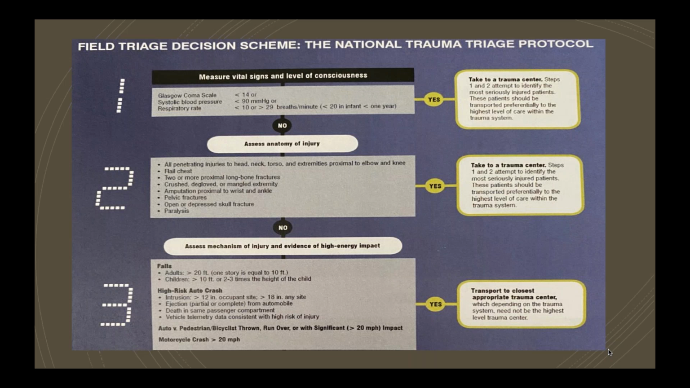So one of the first things is, is it a trauma patient? If it's yes, you measure their vital signs and level of consciousness. Any GCS less than 14, systolic blood pressure less than 90, and a respiratory rate less than 10 or greater than 29 is an automatic trauma code. For infants, less than 20 for a respiratory rate. If none of those items are relevant to your patient, you move on to step 2.